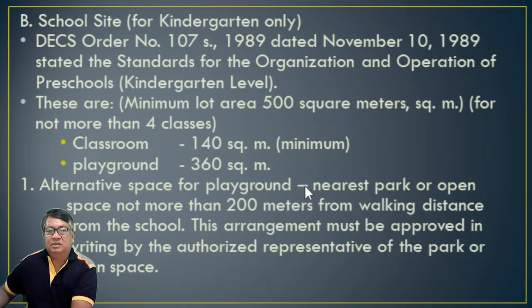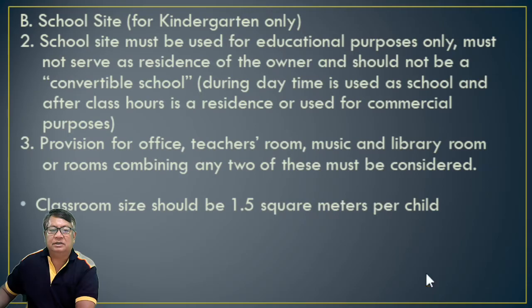Alternative space for playground: the nearest park or open space not more than 200 meters walking distance from the school. So maybe there might be some public playground, but you should consider the distance from your school. These arrangements must be approved in writing by the authorized representatives of the park or open space, to keep our children safe.